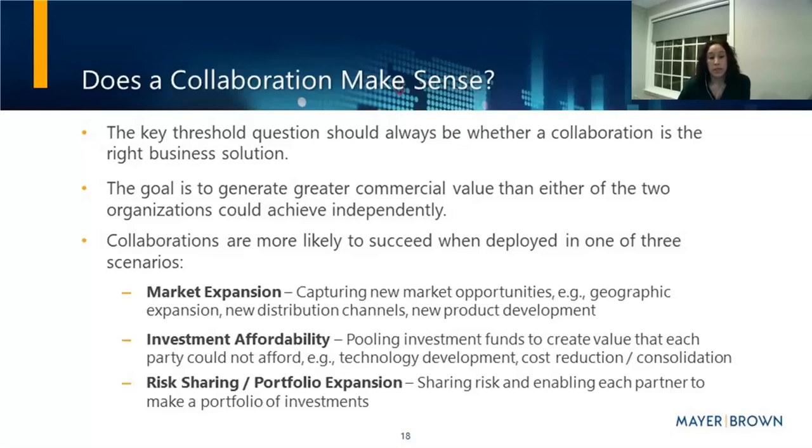Whether the collaboration driver is market expansion or investment affordability, the protection of intellectual property assets is critical because each party will likely have an interest in using those assets both during and after the collaboration. So I'll quickly note that a collaboration does not necessarily involve the formation of a new legal entity. In fact, I would say it often does not. Nevertheless, even when a new legal entity is not formed, collaborations often involve complex IP issues, and that's what we're going to touch on next. Next slide, please.